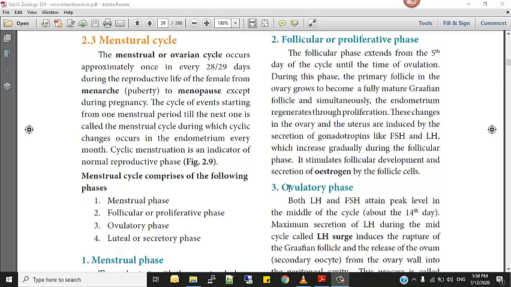Welcome back to the second part of today's session. This session we will cover the menstrual cycle, the entire process, its function, and the changes comprising it. Before going to the content of the textbook, we will view an animated presentation about the menstrual cycle.